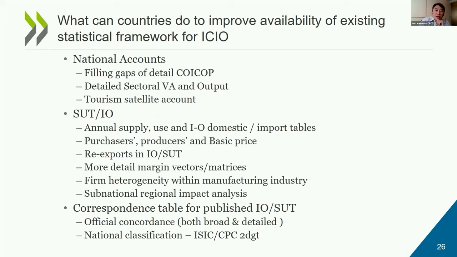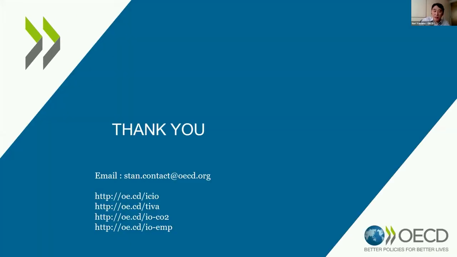To conclude, we can expect countries to provide richer information in the near future. The ideal data sources for us are for countries to fill the gaps in the national accounts and SUTs, of course, and also to estimate some detailed formats which are not available in the current published data sources. It's also important to have national classifications harmonized with the international classification, with sufficient detail such as two-digit level information. So thank you. Please let us know if you have a question by email or in the session.